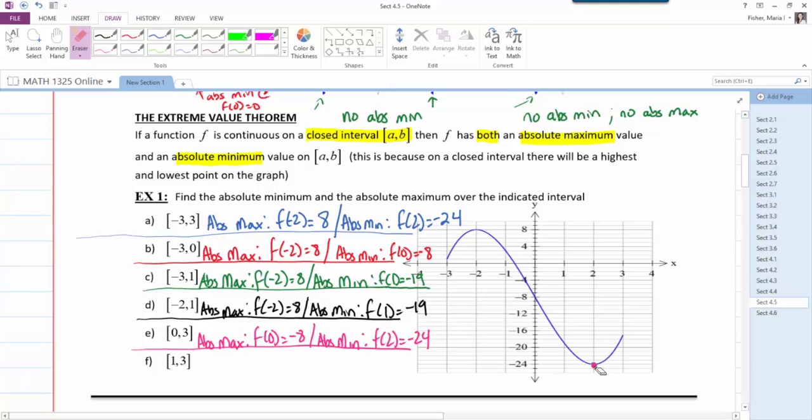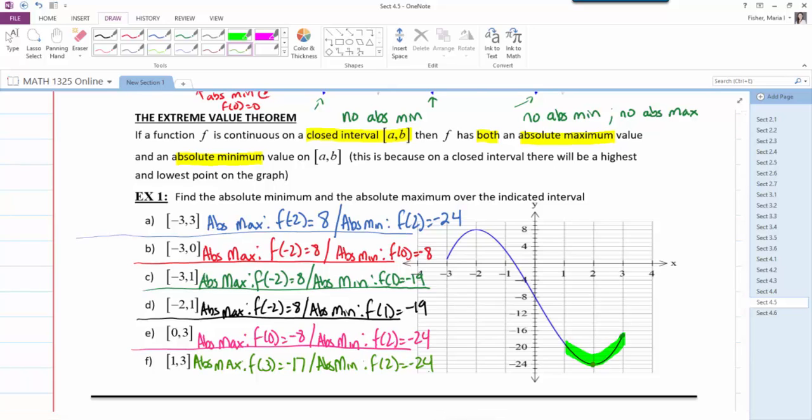Finally, what about the interval from 1 to 3? Well, do I have an absolute maximum value? I do. My absolute maximum value is happening here on the end. And it's f of 3 equals, it looks like negative 17. And my absolute minimum value is f of 2 equals negative 24. So your maximum value is just your largest value. Your minimum value is your smallest value.